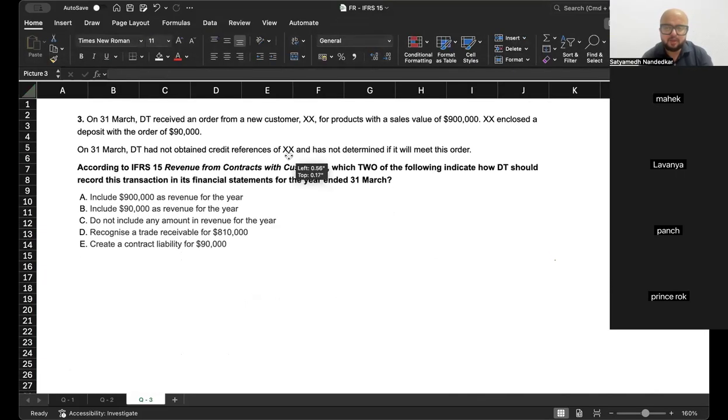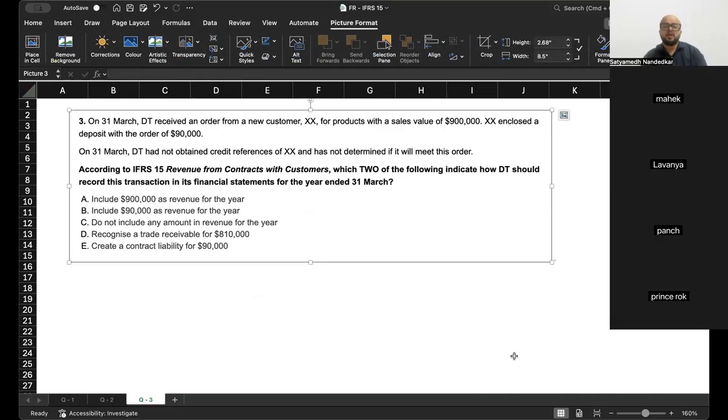Now, have a look at the next one. ठीक है. On 31st of March, DT received an order from a new customer XX for products with a sales value of 9 lakh. XX enclosed a deposit with the order of 90,000. On 31 March, DT had not obtained credit references of XX and has not determined if it will meet this order. According to IFRS 15 revenue from contract with customer, which two of the following indicate how DT should record this transaction in its financial statements for the year ended 31st of March?